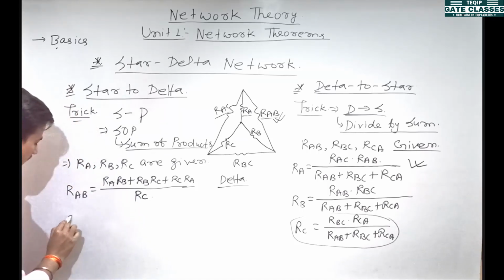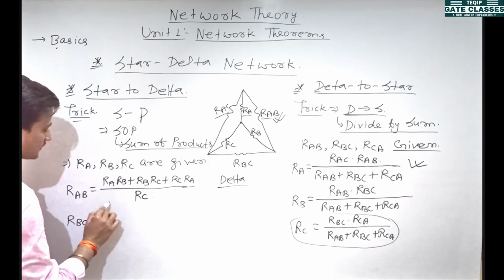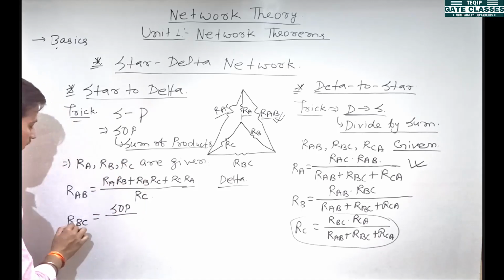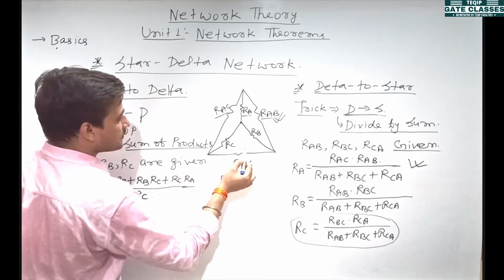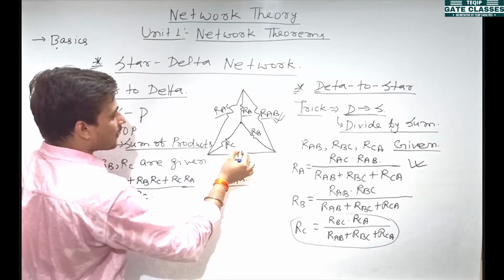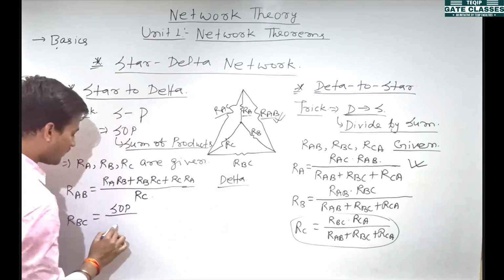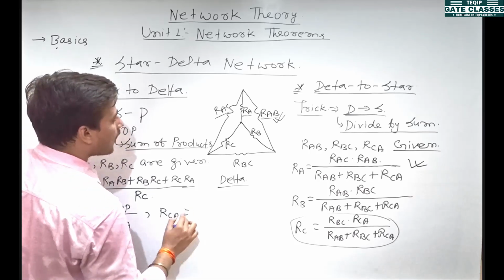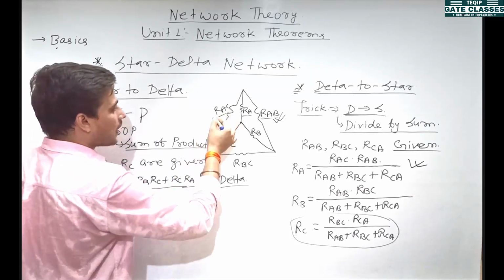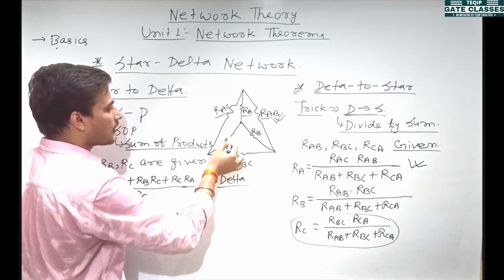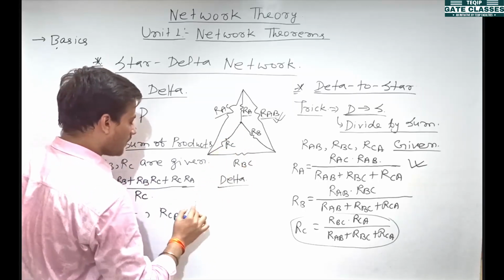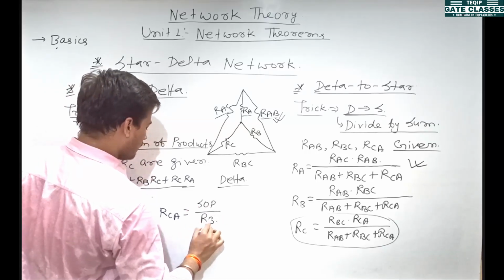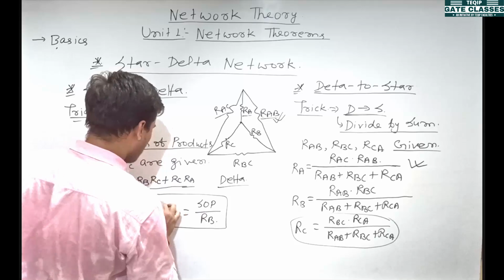Similarly, next RBC. For RBC, at the numerator you will simply write the sum of products, divided by, here, RBC is connected to RB and RC directly. So here it will be divided by RA. Similarly, RCA is directly connected to RA and RC. So here you will have to divide by RB. SOP divided by RB.